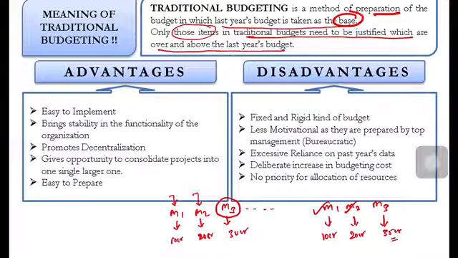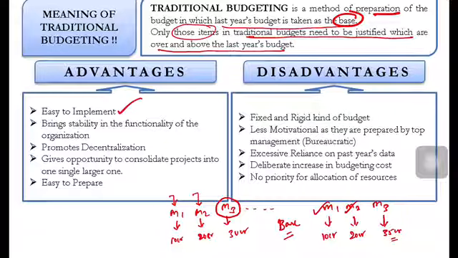So now we must justify why, when compared to last year's budget, there is an over and above allocation to the ministry. So we need to justify only this thing. We are justifying this year's budget by taking last year's budget as a base. That is called traditional budgeting, or you can call it base budgeting also, as I have told you. So what are the advantages?